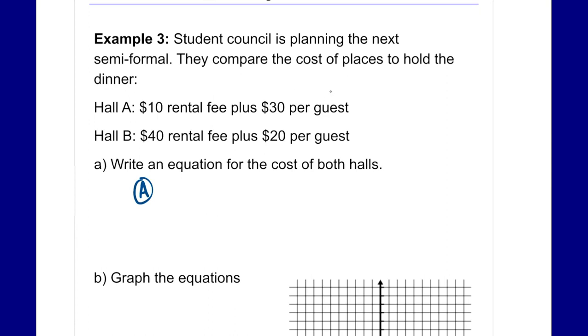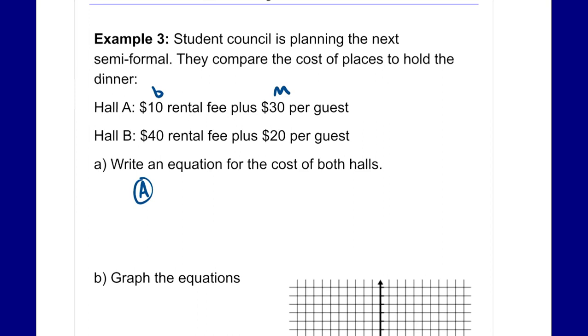So this "per" means per guest. That means every time another guest arrives, that would be an increase of $30. That's our multiplier, right? Usually when you see the word per, that's talking about a multiplier. So we know our M value. That leaves our rental fee as our B value, which makes sense because the B value is the constant. A rental fee is constant.